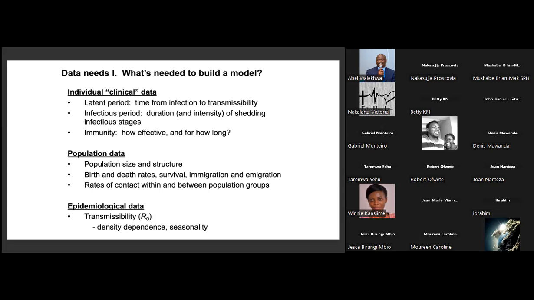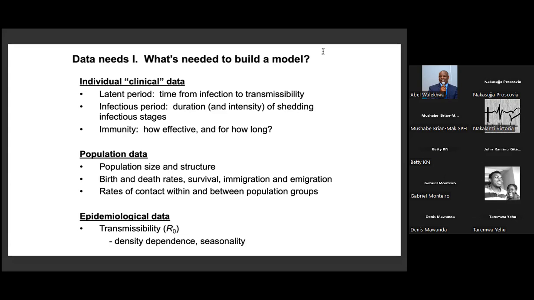Then you can also use population data, that is population size and structure, birth and death rates, survival, immigration and emigration, the rates of contact within and between populations. Within a population is now you in a College of Health Sciences. Between populations is now you with the entire university. So you can get this data, and you know the data sources for each of the different data that we need.